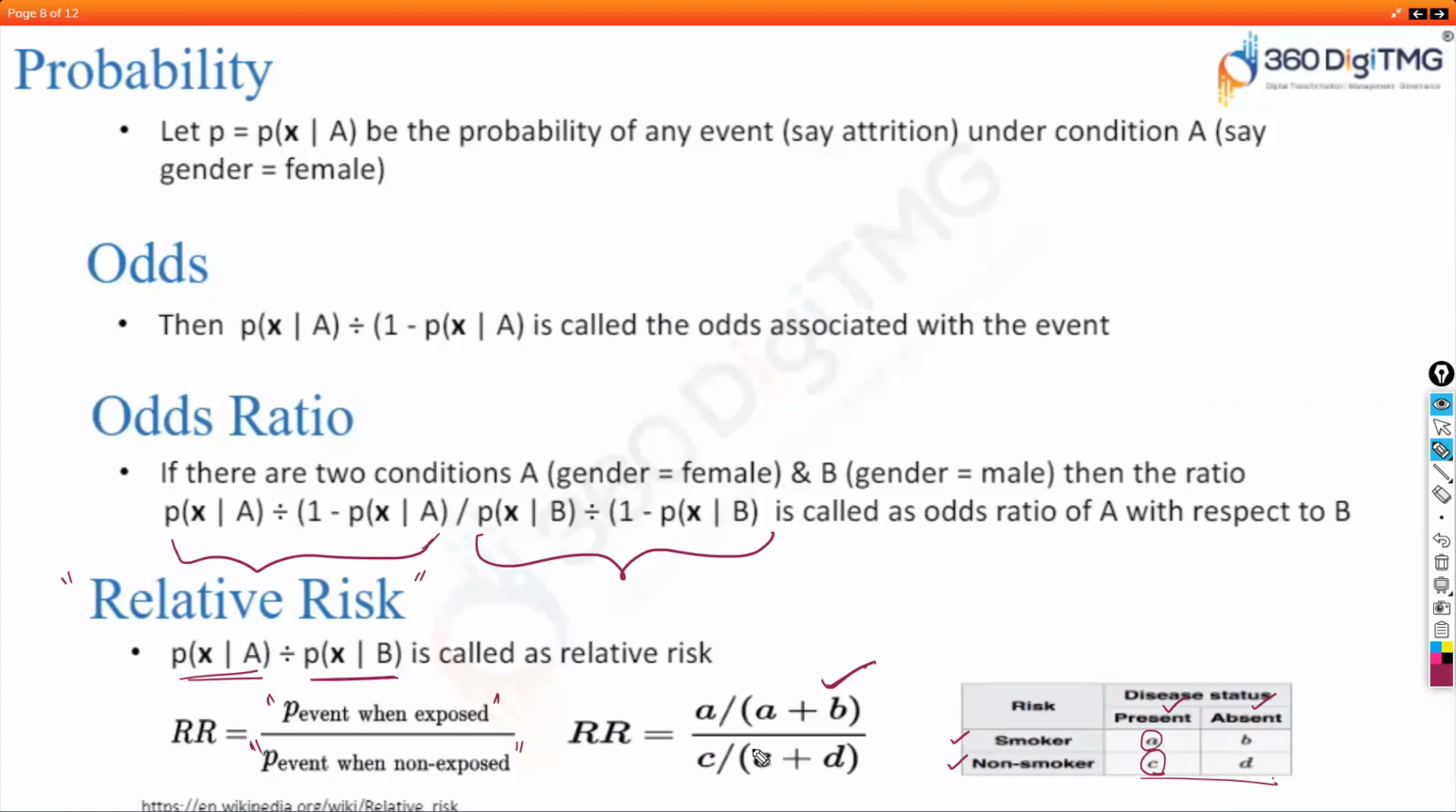When you divide these two, ultimately you get what is called the relative risk: the probability that someone will have a disease given that they are a smoker, divided by the probability of someone having the disease given that they are a non-smoker. That's called relative risk. Okay.